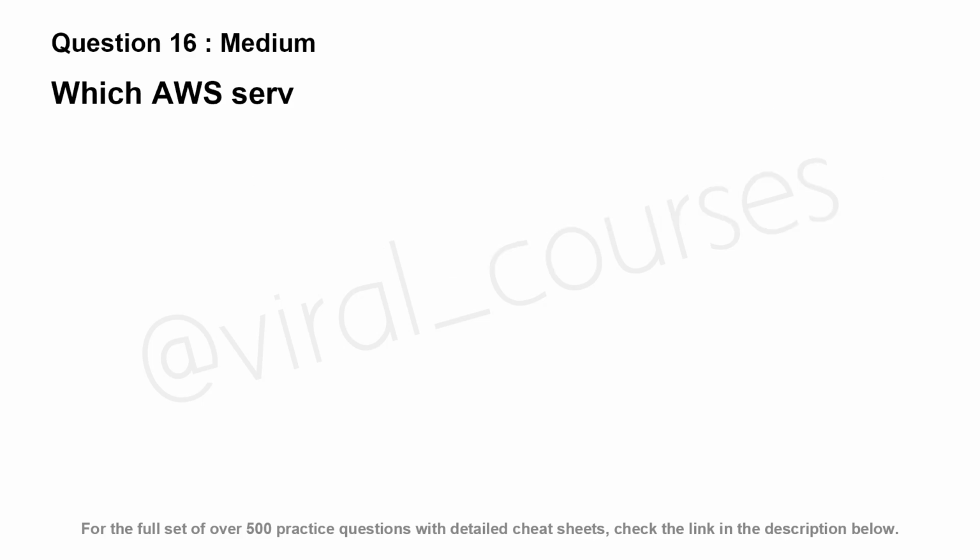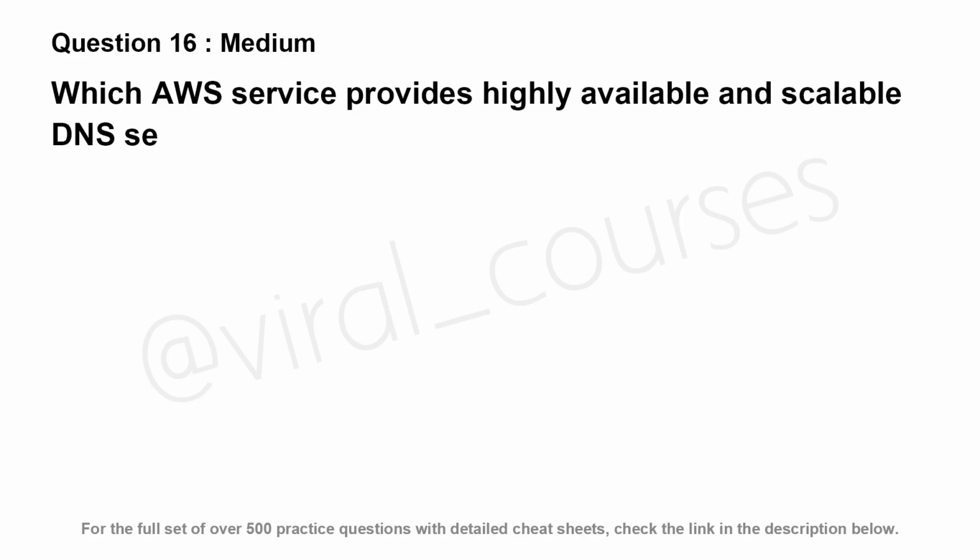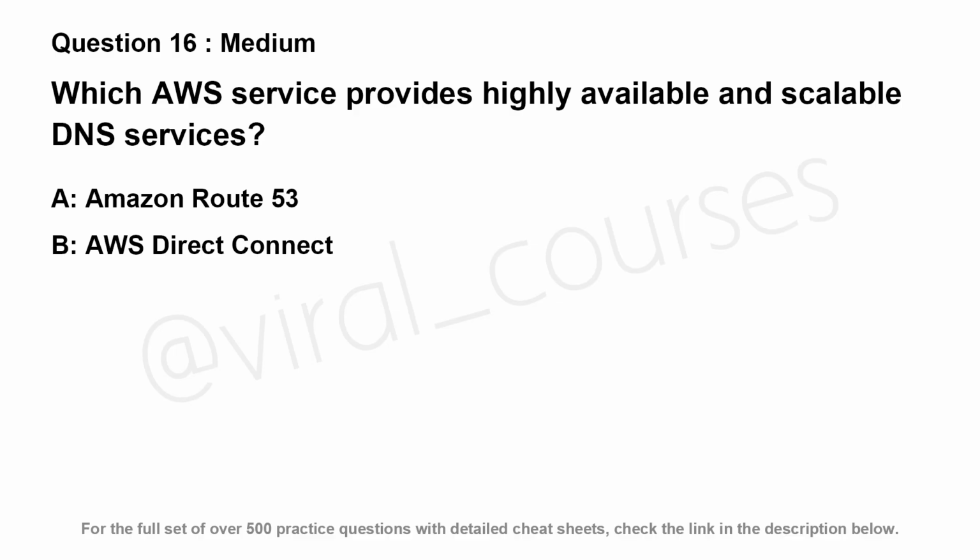Which AWS service provides highly available and scalable DNS services? Option A. Amazon Route 53. Option B. AWS Direct Connect. Option C. Amazon VPC. Option D. AWS Cloud Map.